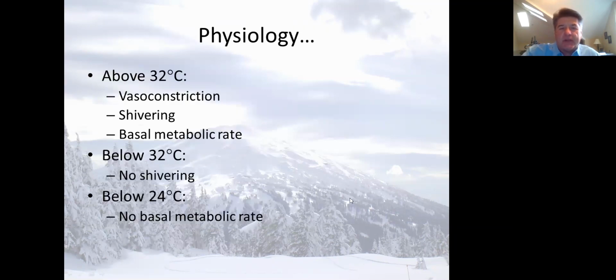So let's see what happens; we're talking about just basic physiology. For example, we talked about shivering. Above 32 degrees, you get vasoconstriction. Vasoconstriction happens because you're shutting down the extremities. You do have shivering, and you increase your basal metabolic rate. Below 32, the shivering goes away, and below 24 degrees, you actually have no basal metabolic rate. You're not burning calories anymore. You're more or less a popsicle.